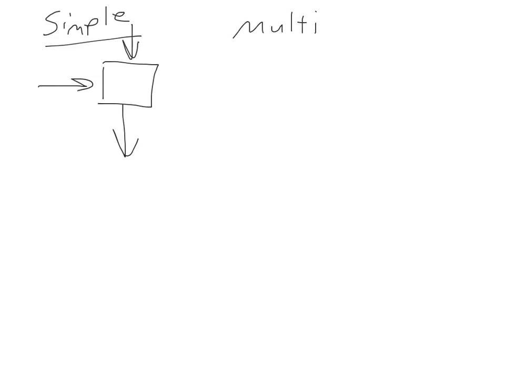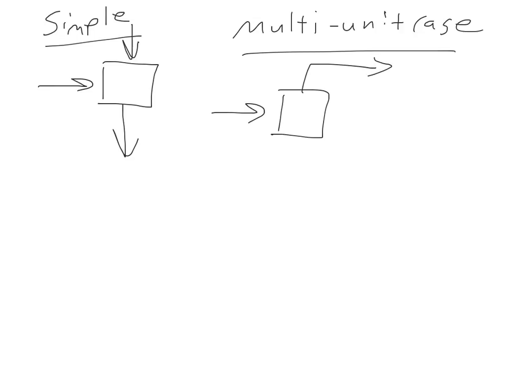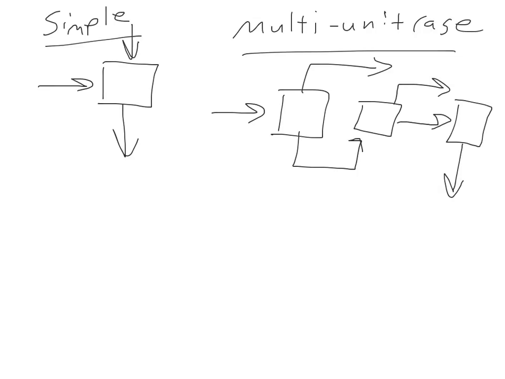So we have here a simple case, and then we have a multi-unit case where we have multiple units that are involved. We may have all sorts of streams going all different directions and so forth, and that's what we want to really get into, because this again is what most of real chemical engineering is like.